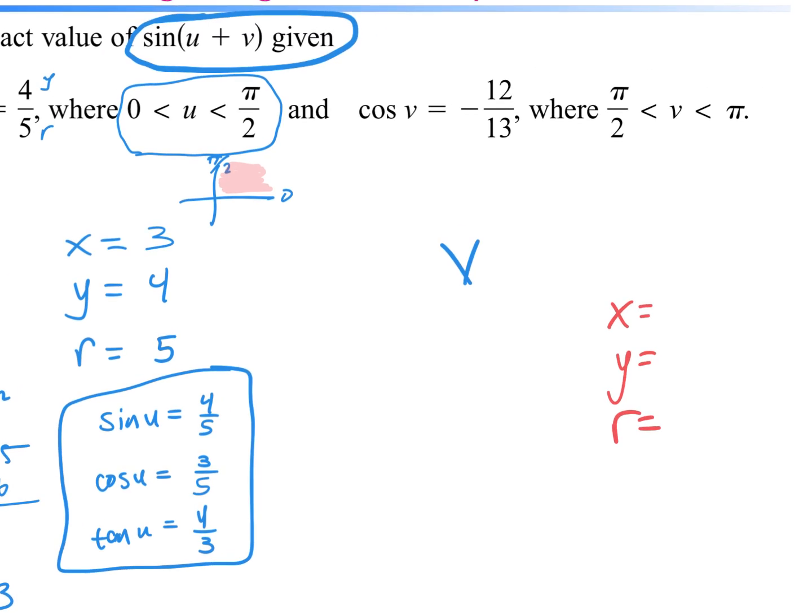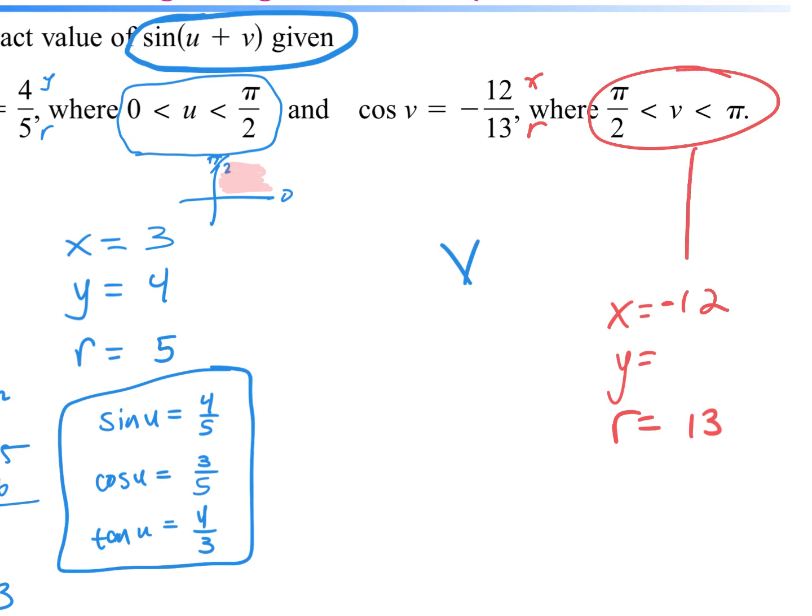So they gave me that cosine is negative 12 over 13. Well, what is cosine? What over what? It's X over R. So I know that X is 12 and that R is 13. What do I know about 12 or 13? R can't be negative, so I know that X is negative. Okay, good, very good. So this is really important information too.